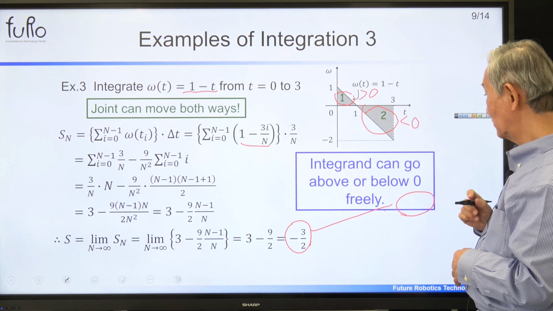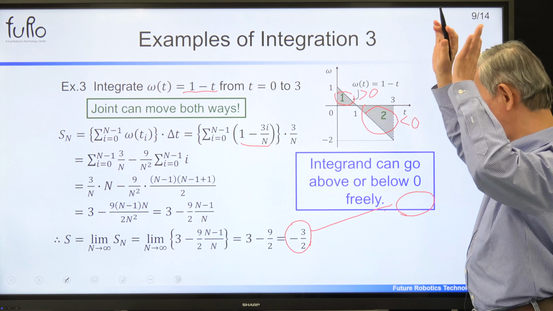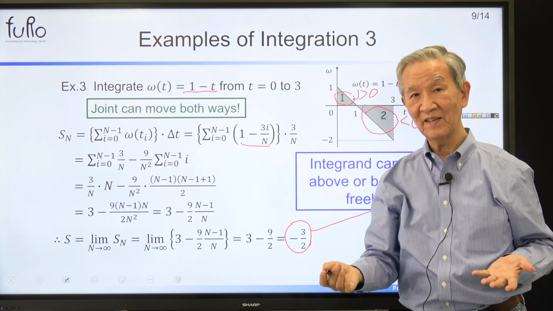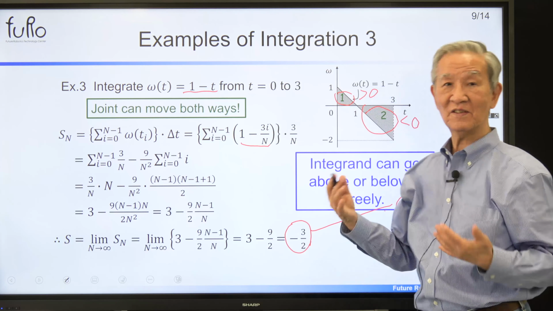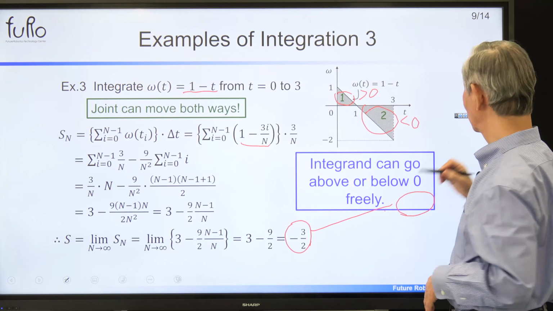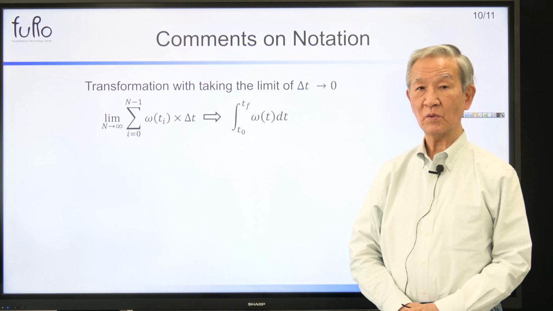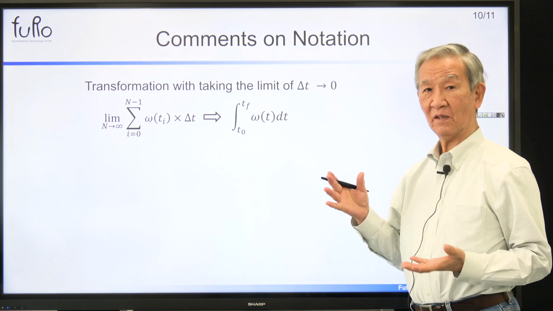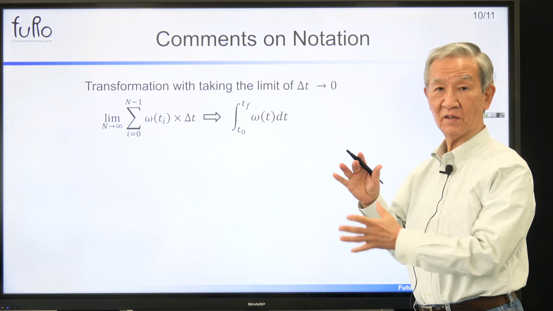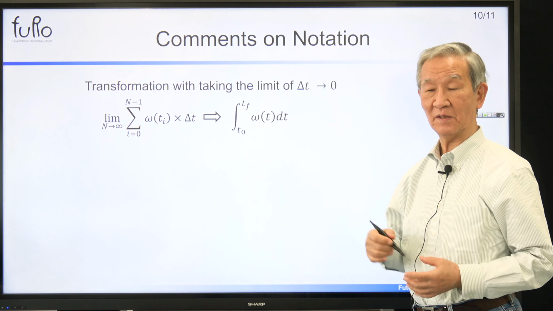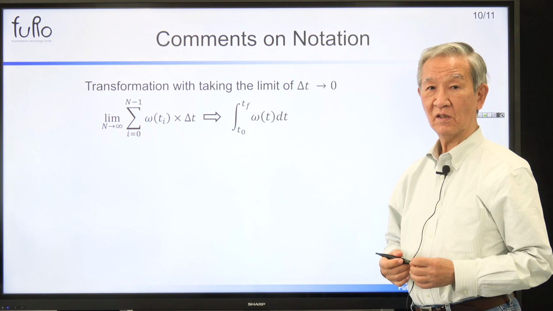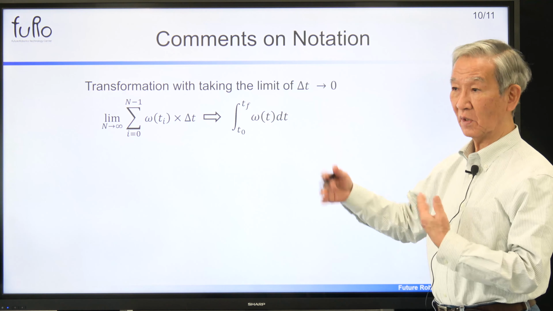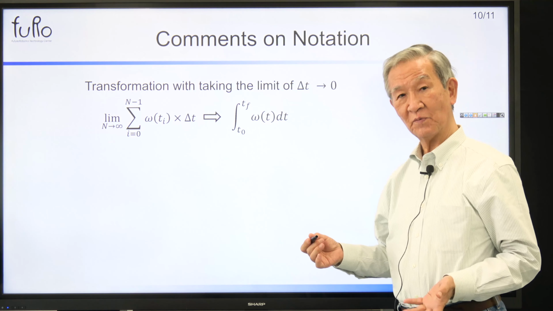So, integration can go above or below 0 freely. Regardless of which way it goes, you can compute. Great. So now we know that the integral, the area, can have negativity and positivity. And we can go ahead and do lots of computations using limits and so forth.